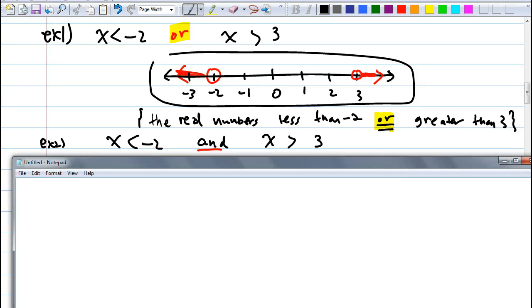Number 2 is the same exact one, except instead of or we have and. Do we have to do scratch work on this one? Not quite, because you already have the graph on top. It's the same exact graph, it's just that the word is and now. Anyway, go ahead, everybody try. I'll wait. See what you get.